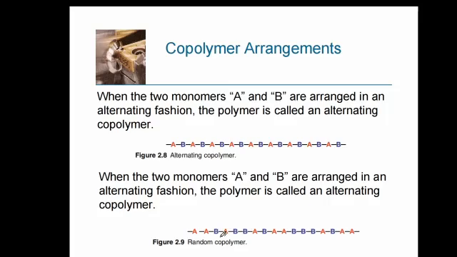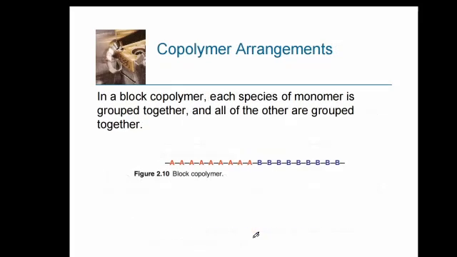Another arrangement can be the random one, where the order is not following a systematic pattern. It's randomly arranged. We also have a block polymer arrangement where some monomers may follow each other to form a group, followed by another block or a group made up of another type of monomer, as shown on the diagram. So the monomers group together.